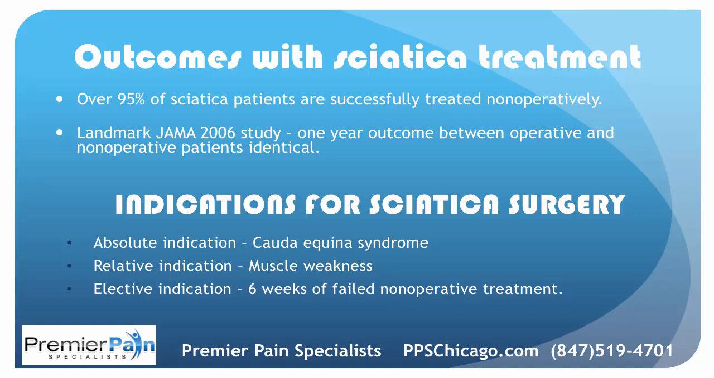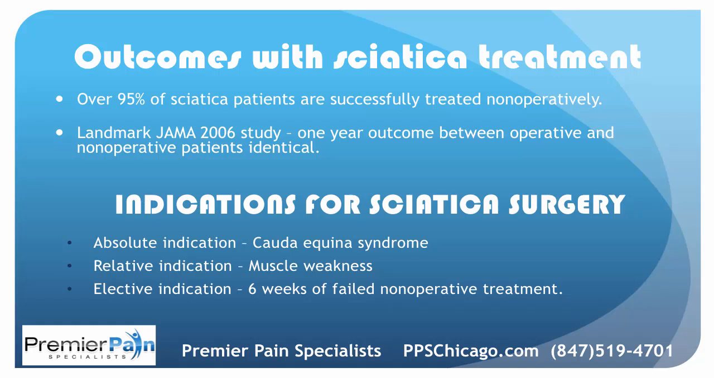Those who had surgery got out of pain faster and got back to work faster, but at 1 year, there was no difference. Now, what are the indications for surgery? An absolute indication is if you have that bowel and bladder incontinence. That's called Cauda Equina syndrome. That's a surgical emergency. You should definitely have surgery within 24 hours.